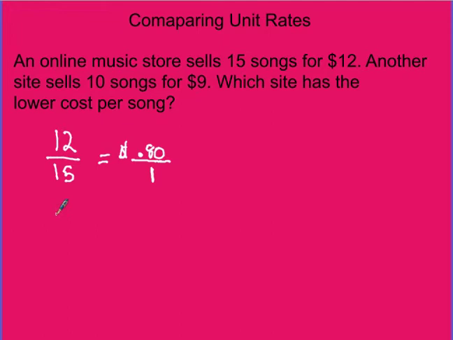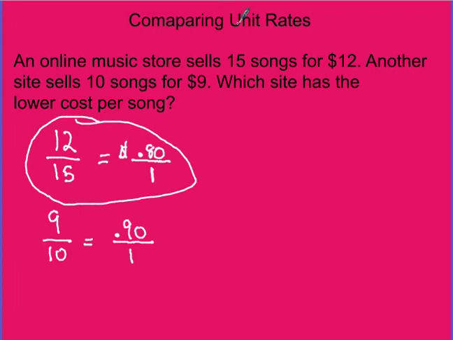Let's look at the other one. 9 over 10, $9 for 10 songs, is 0.9 over 1, so 90 cents per song. So what's your better deal? The top one. This is the better deal. If you want to buy your music from one of these sites, this one is cheaper.